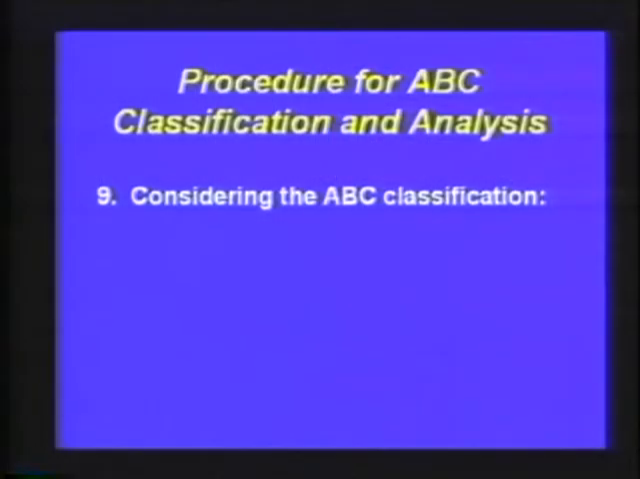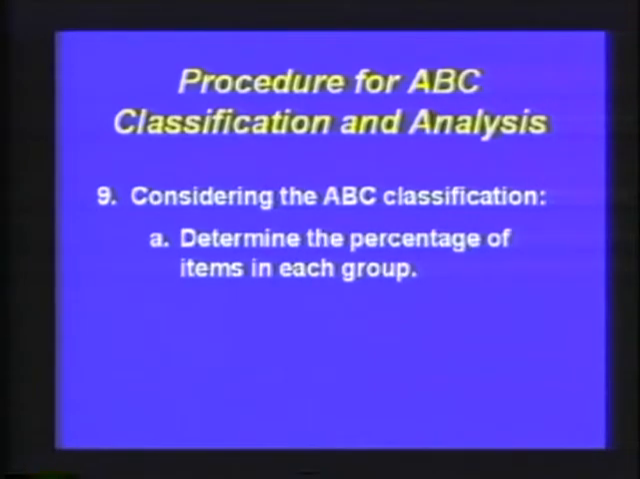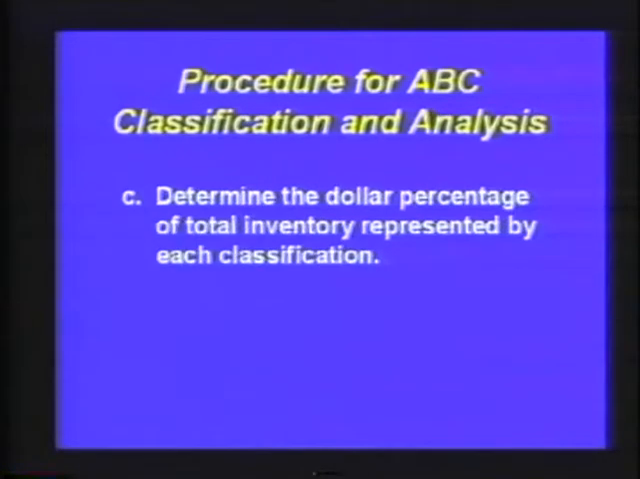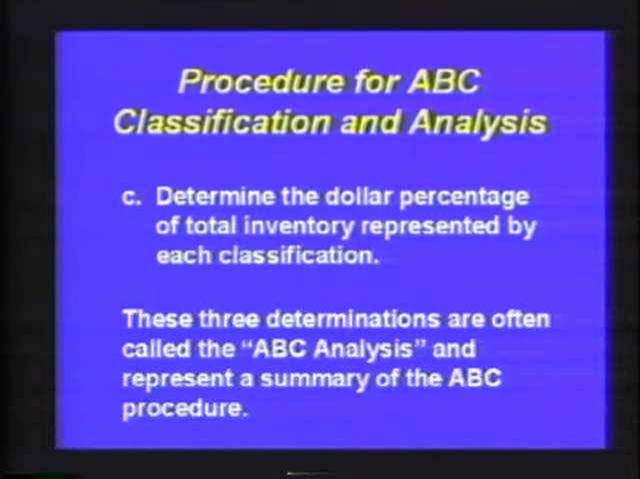Now turning to page 16B, step number 9, considering the ABC classification, we determine the percentage of items in each group, and then we determined the dollar value of inventory represented by each classification, and then we also developed the dollar percentage of each classification.